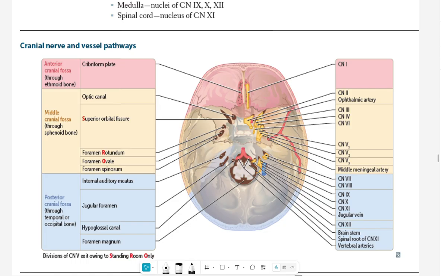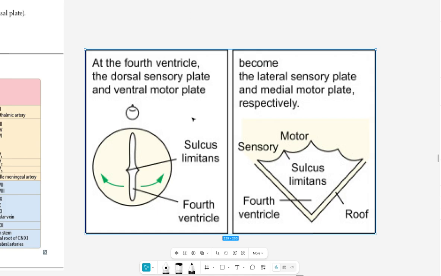Therefore, what happens is the lateral becomes the sensory and the medial becomes the motor. Let me show it to you. During embryology, we saw the sulcus limitans when the fourth ventricle was developing. At the fourth ventricle, the dorsal sensory plate and the ventral motor plate were developing, right? So you can see this is your sensory area and this is your motor area.